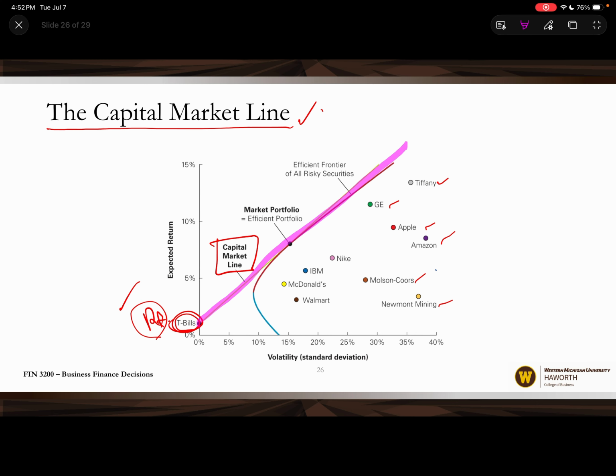So again, if we do the little horizontal line test, this point versus this point, this has the same expected return but lower risk, right? Capital market line is better. So adding the risk-free security to your portfolio further improves your portfolio. That's the point.